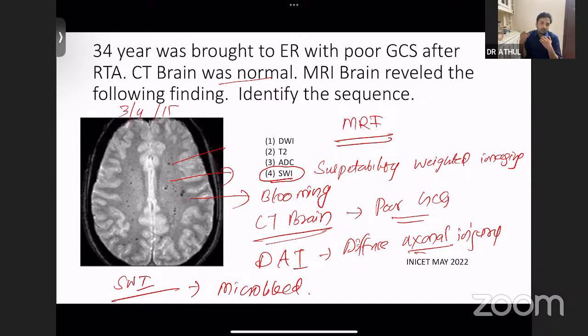During your internship or during your practice, you might have seen that CT usually has 1 or 2 films, having the bone window and brain window, but MRI will have multiple films or multiple sequences. So it will have diffusion, T1, T2, SWI, GRE. There will be multiple sequences.